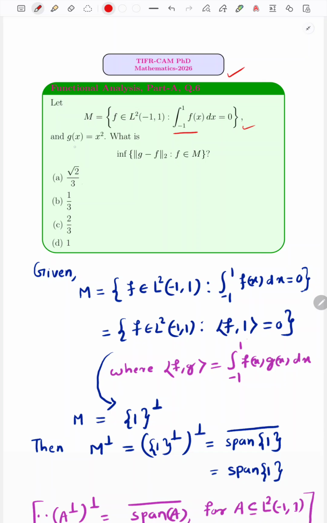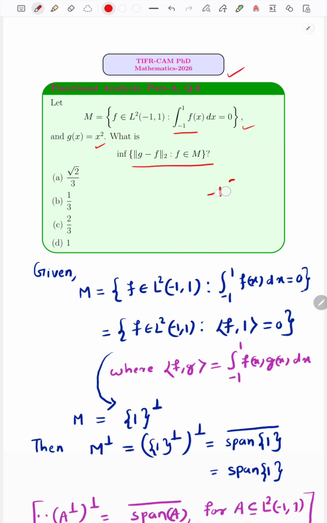And the element g(x) is given and it is defined as g(x) = x², and this element belongs to the L2 space. And in this question, what is asked is we have to calculate the infimum of this set, and this set contains all the elements of the form L2 norm of g minus f, where f belongs to the set M. Here the L2 norm is the standard L2 norm, and it is defined in this way. Suppose f is any element, then the L2 norm of f is nothing but the integral from -1 to 1 of |f(x)|² dx, whole to the power 1/2. This is the L2 norm of f.